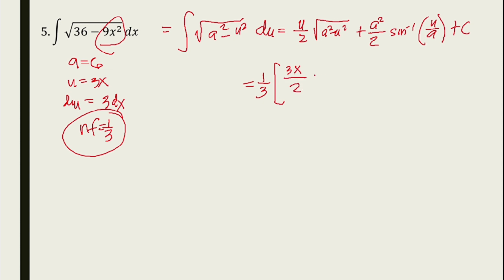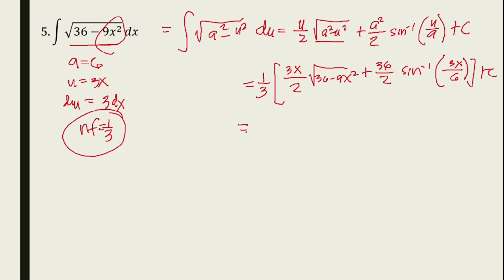over 2, the square root of a squared minus u squared. I'll fill it up rather. So a squared minus u squared, understood, this is 36 minus 9x squared, plus what is our a, which is 6. 6 squared is 36 over 2, inverse sine of what is our u, which is 3x over 6. Then plus c.